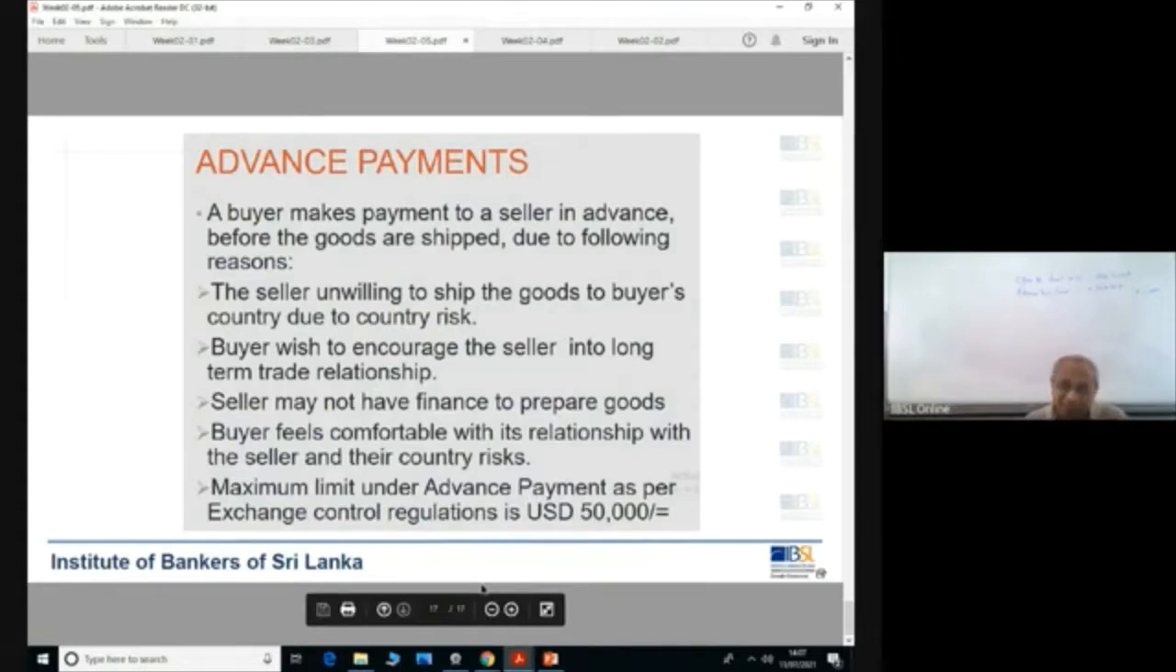The answer is, the government of Sri Lanka and the Exchange Control has restricted advance payment. At the moment, we can't do any advance payment.